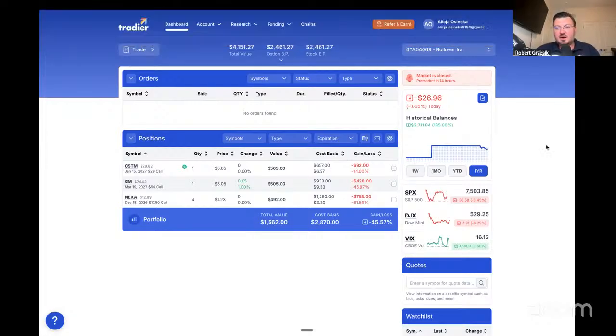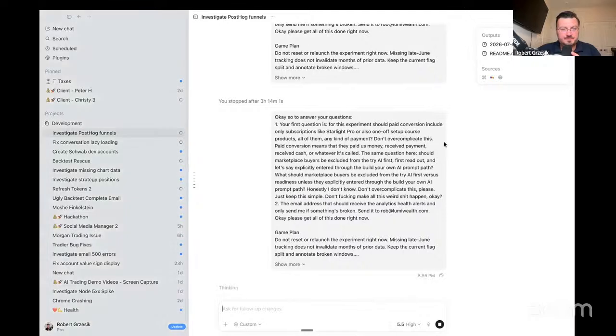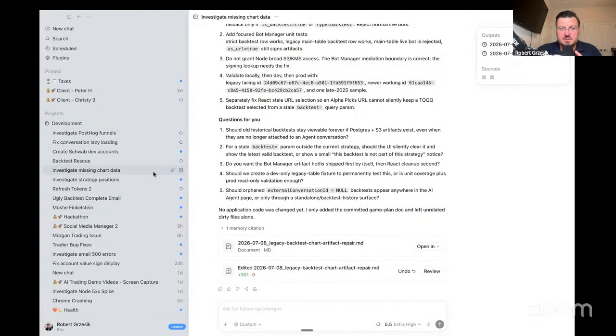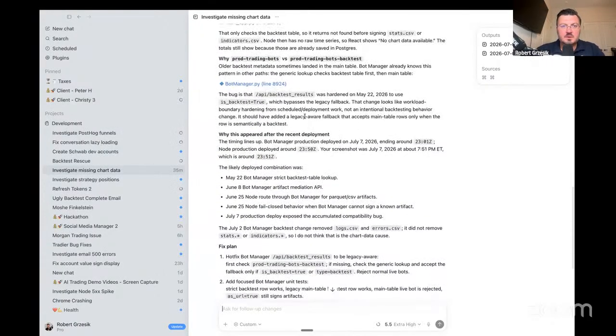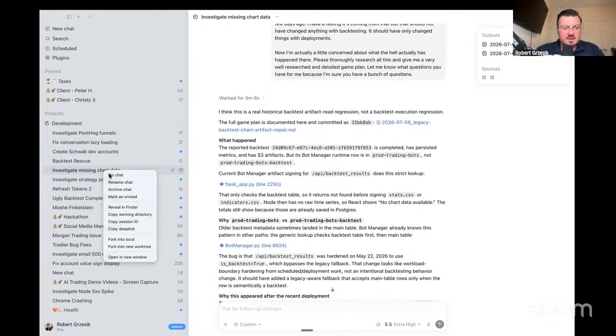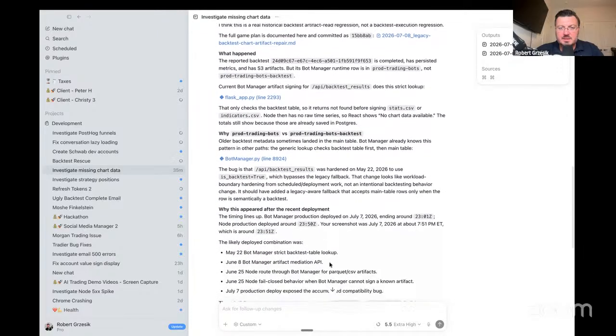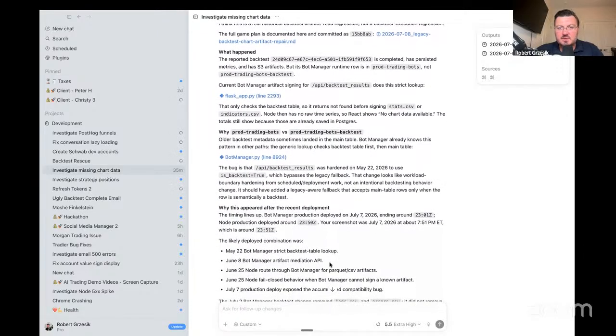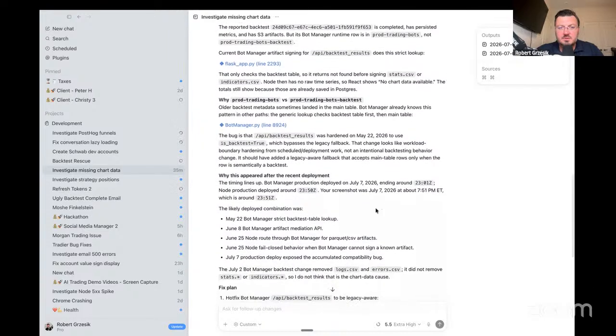I did actually take a look at this Alpha Picks one really quickly as well. Let's see, where is this? This was it, I think. So for this Alpha Picks thing, the full game plan is documented. Only checks backtest table, so returns not found. Line prod train bots.